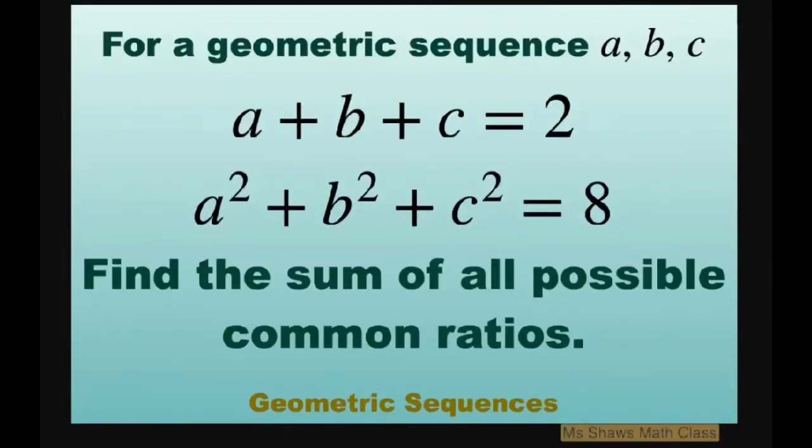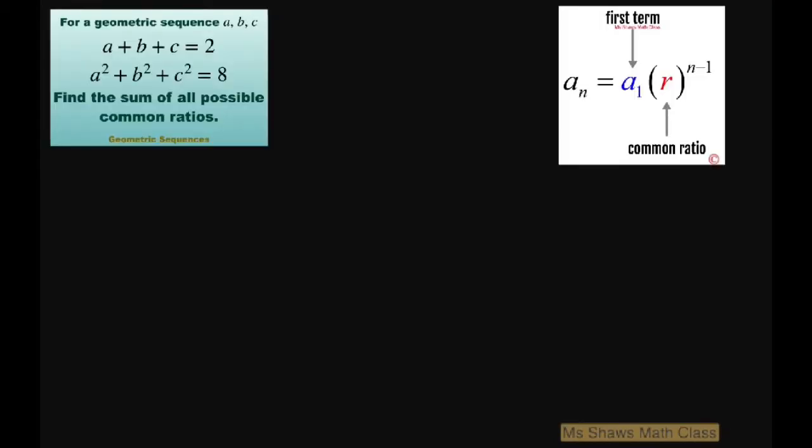For the geometric sequence a, b, and c, where a plus b plus c equals 2, and a squared plus b squared plus c squared equals 8, we're going to find the sum of all possible common ratios. So basically what we're going to do is rewrite these using our common ratio r.